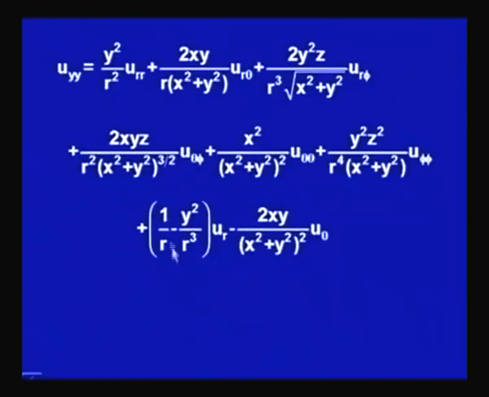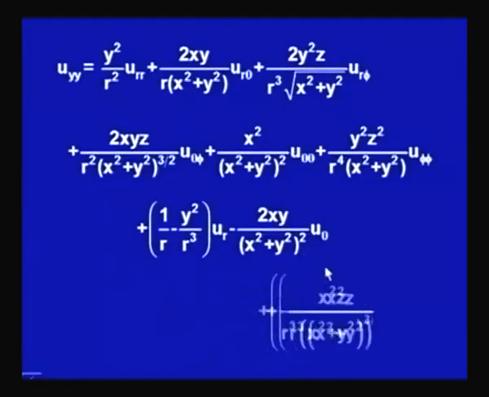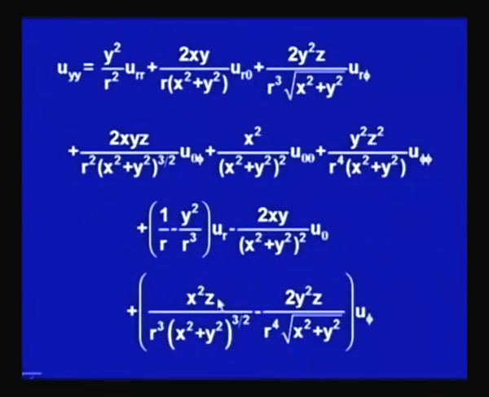phi, 1 upon r minus y square upon r cube times u r minus 2 x y upon x square plus y square whole square times u theta, and x square z upon r cube times x square plus y square to the power 3 by 2 minus 2 y square z upon r to the power 4 square root of x square plus y square times u phi.